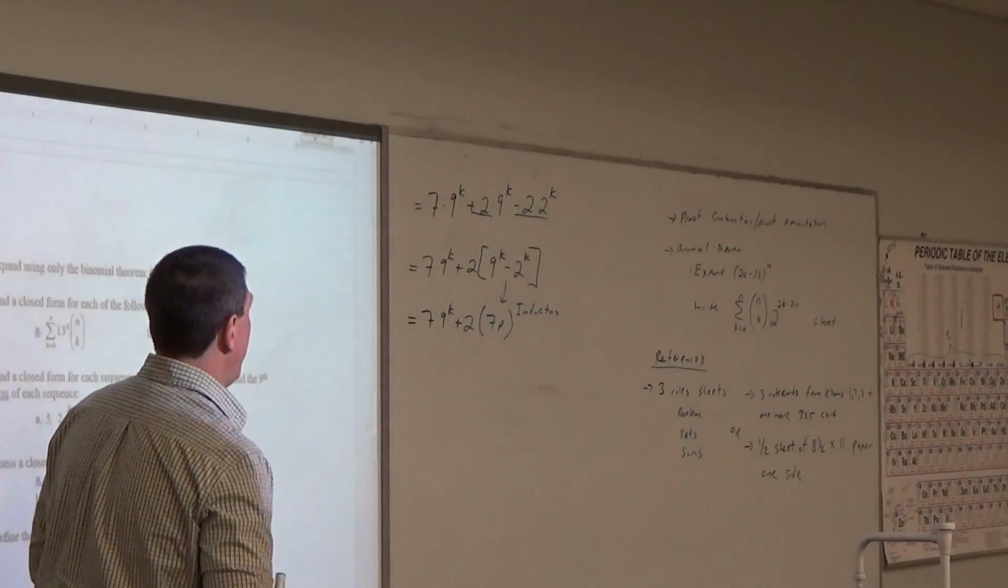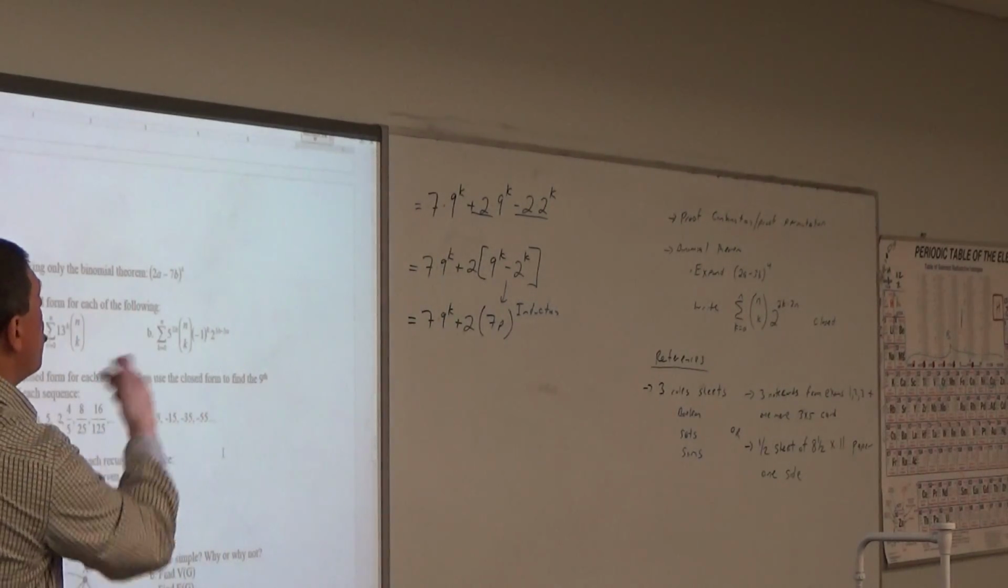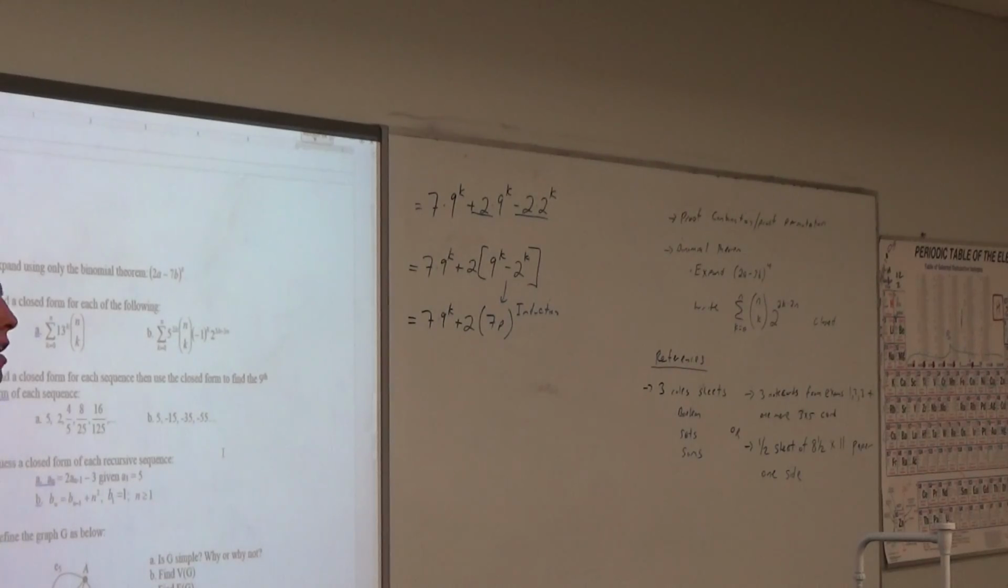All right. And what you'll notice now is that both of those terms have a factor of 7 in it, right? Because remember, we're trying to show that it's divisible by 7. Let's pull out the 7.